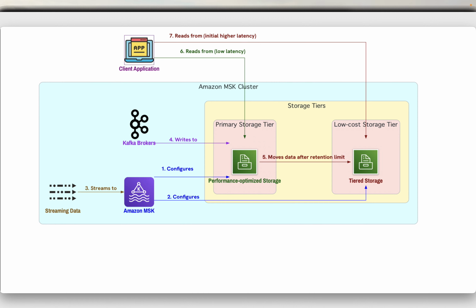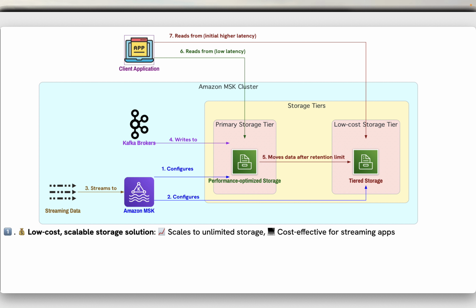Now I will talk about a feature called tiered storage in Amazon MSK. Tiered storage is a low cost storage tier for MSK that scales to virtually unlimited storage, making it cost effective to build streaming data applications.